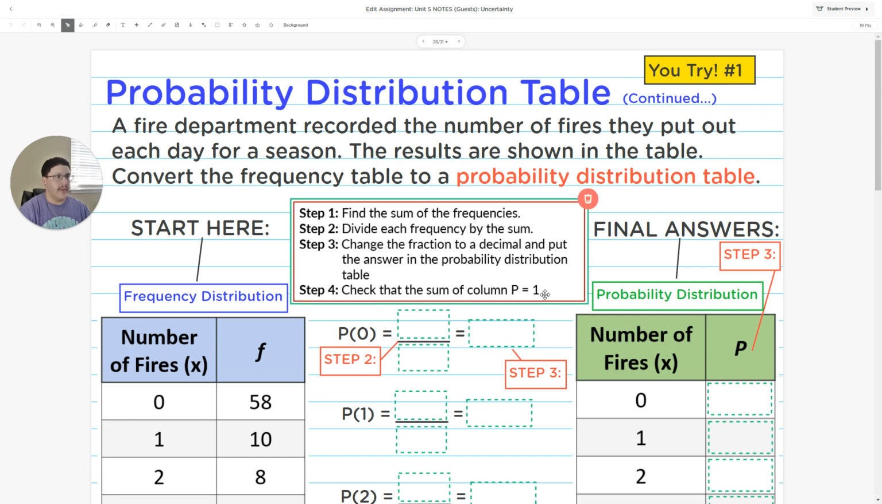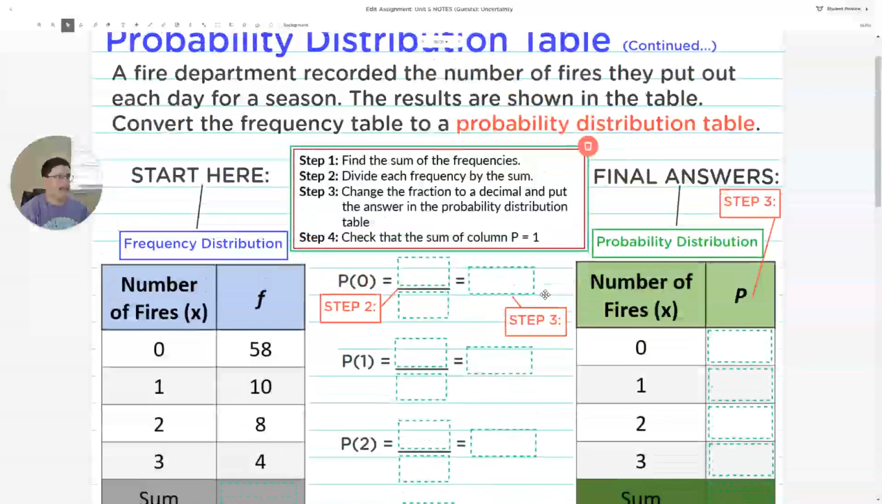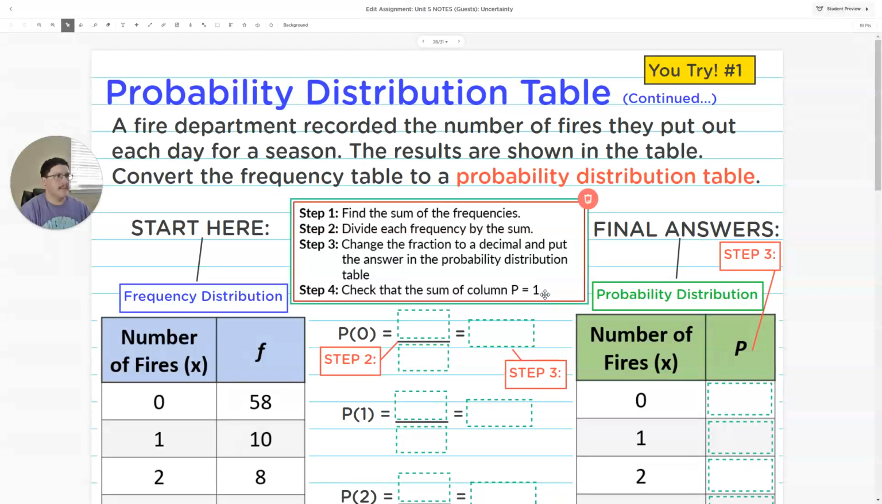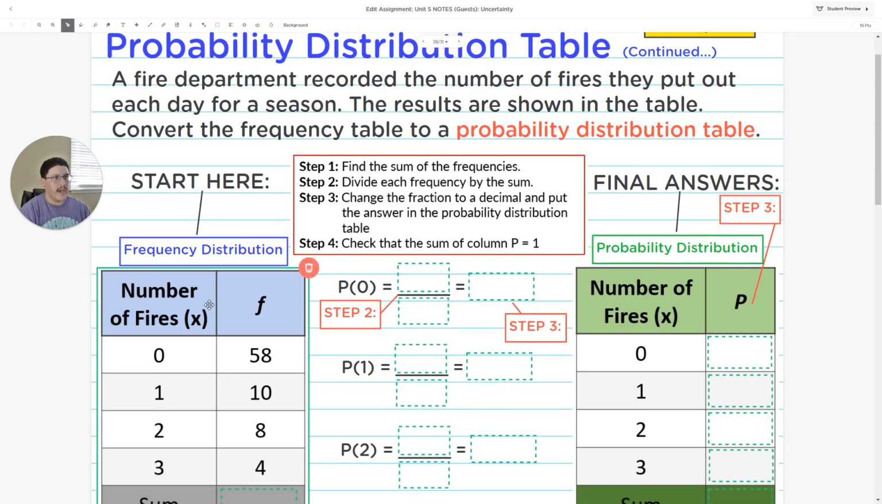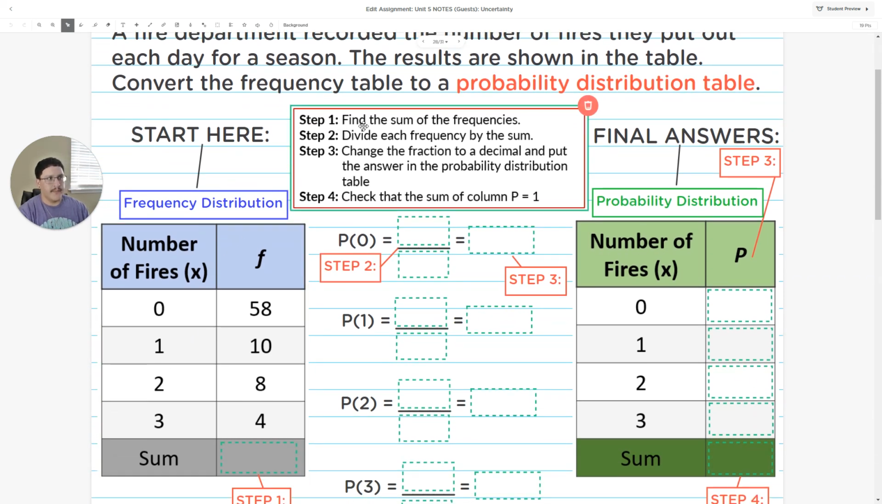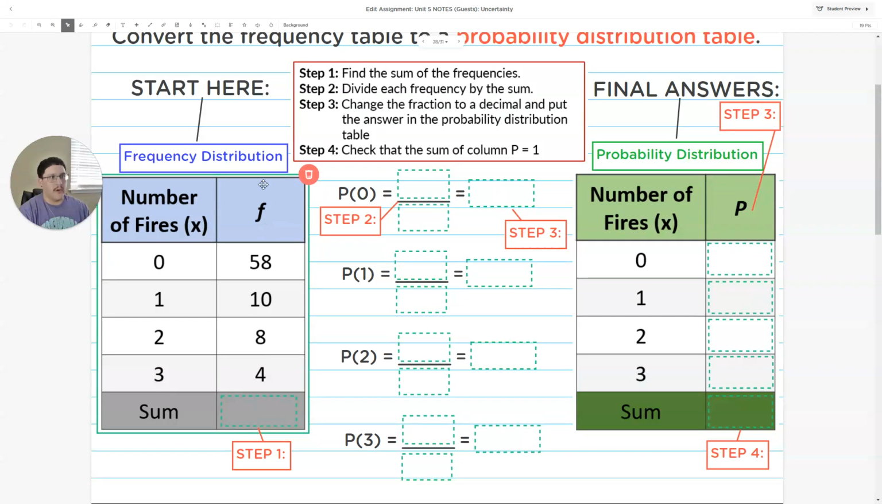So let's look at this you try. A fire department recorded the number of fires they put out each day for a season. The results are shown in the table. Convert the frequency table to a probability distribution table. Here are the steps. You're going to start here on the frequency distribution. Step 1, find the sum of the frequencies. So total up all the frequencies, put it in the box right there. Step 2, divide each frequency by the sum, and you're going to type that in right here to get your fractions.